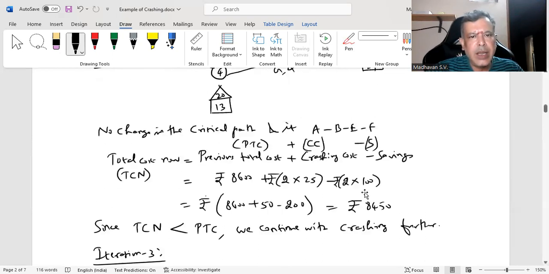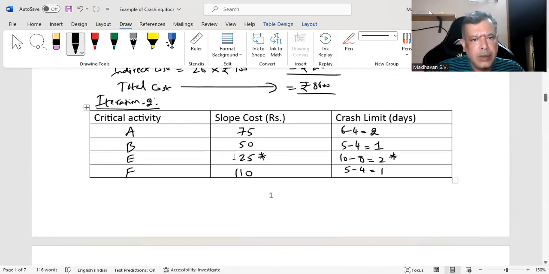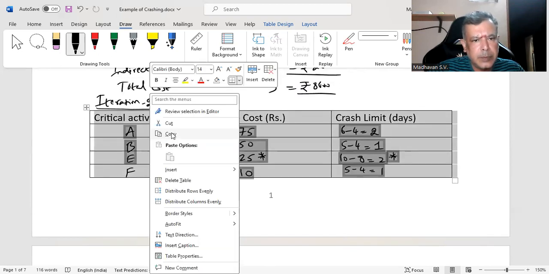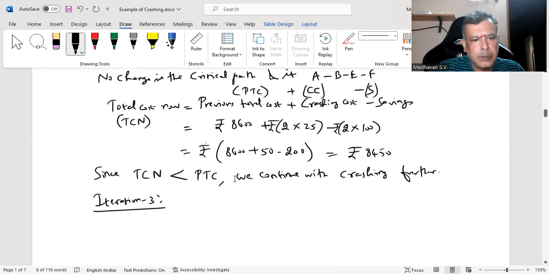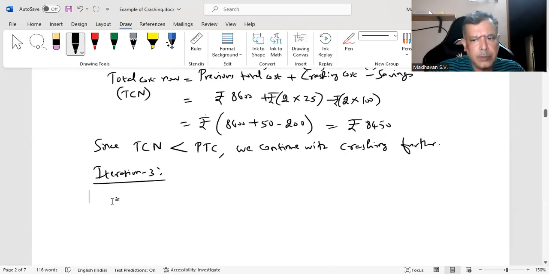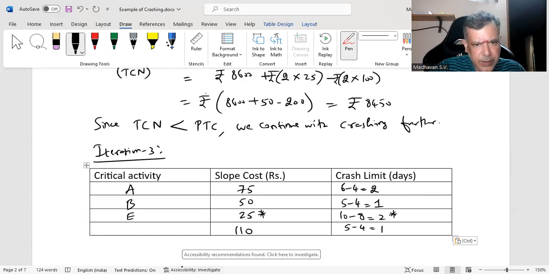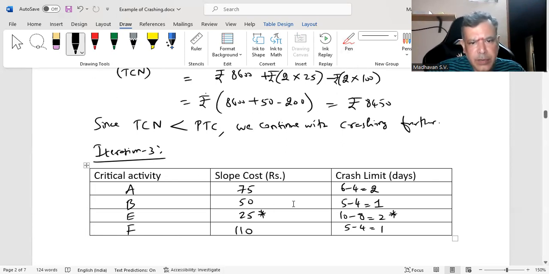So in iteration 3, again, you will be drawing the same table. Let me copy this table. This is actually F. Now, activity E is fully crashed. 2 days are gone. So I will have to put here dash. Since there is no crashing limit available, there is no point in having a cost there. I will put dash over there.